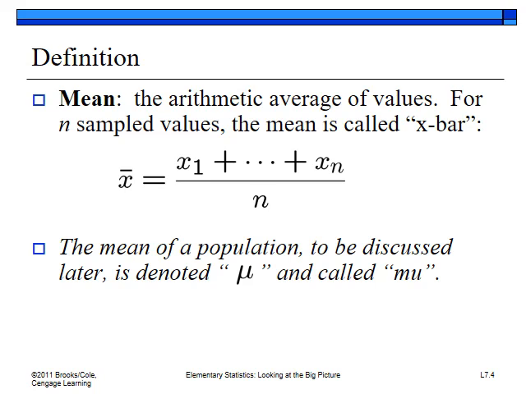If we're looking at a population instead of a sample, we'll use the Greek letter mu to denote the mean. So when you see x bar, that is a statistic because it applies to a sample. When you see mu, you're talking about a parameter because it applies to a population.